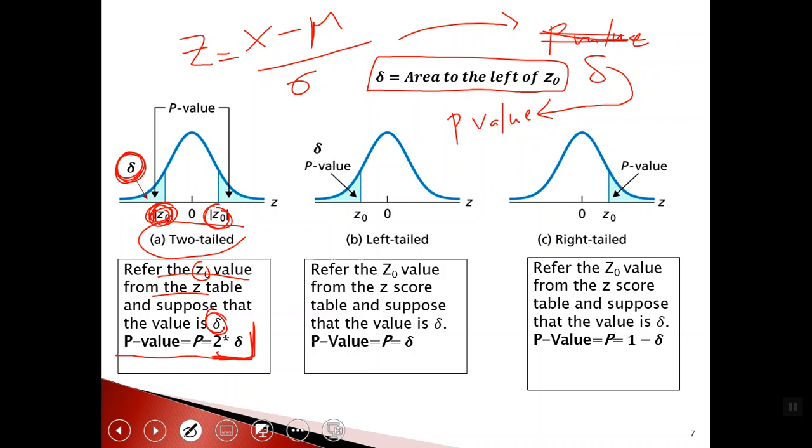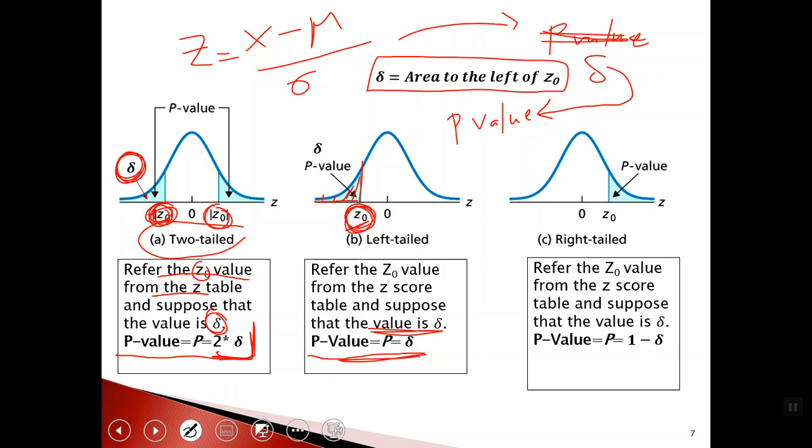If you consider a left tail test, something like this is your area. Again you calculate your c naught, then go to the C table and find the area that belongs to the c naught. That value we call delta. Then in a left tail test, your p value equals delta. You can directly assign delta to your p value because it is a left tail.